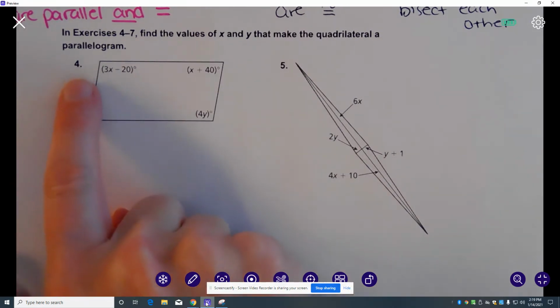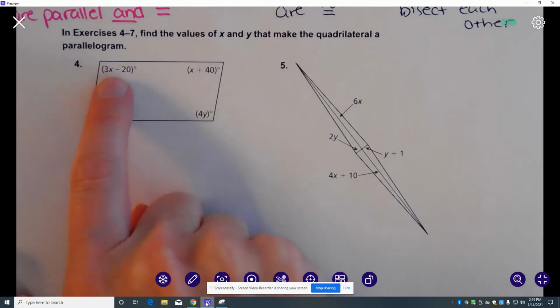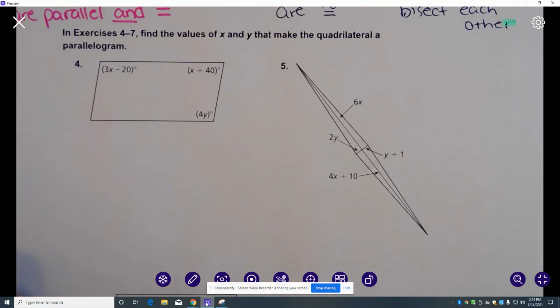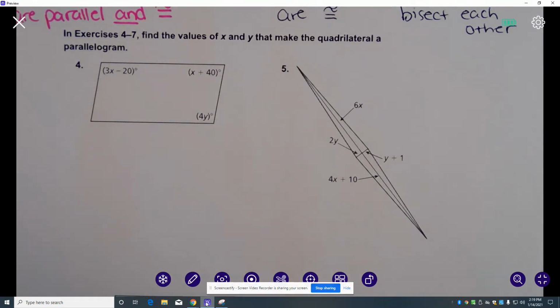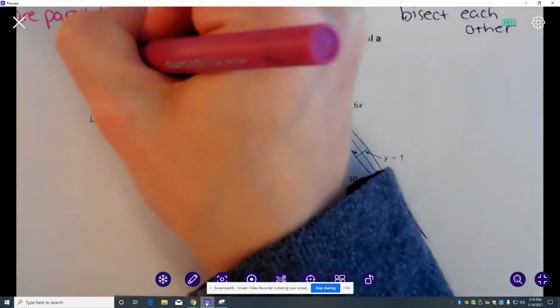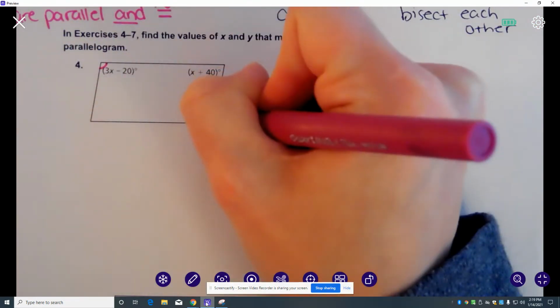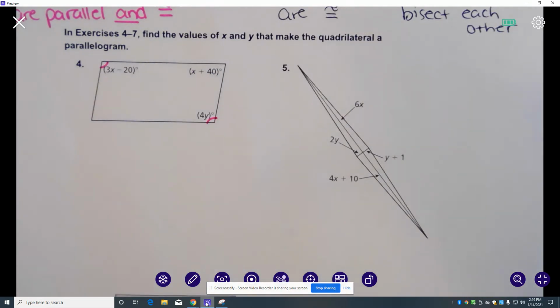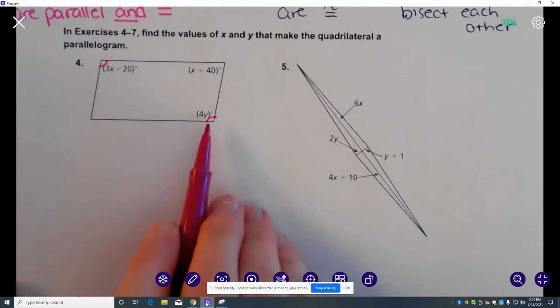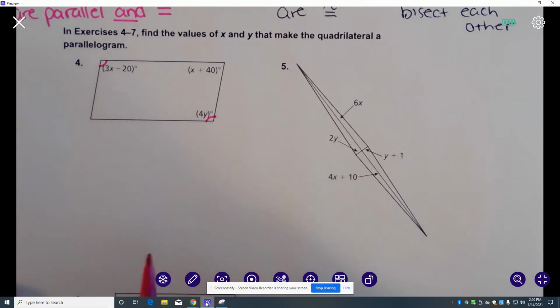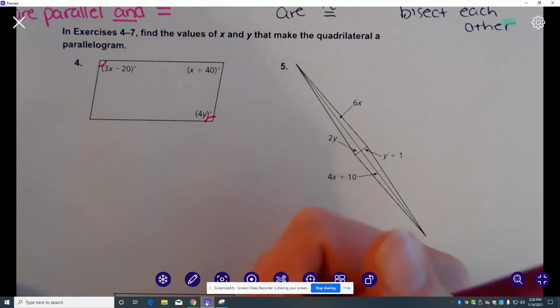So in number 4, my x and y values are part of some angles. So I know I'm going to have to think about, what do I know about angles in a parallelogram? Well, one thing I know is that opposite angles in a parallelogram are congruent. And so this 3x minus 20 degree angle must be equal to 4y degrees. Now, those are two variables, and so I can't set up one equation with two variables in it. I won't be able to solve it.